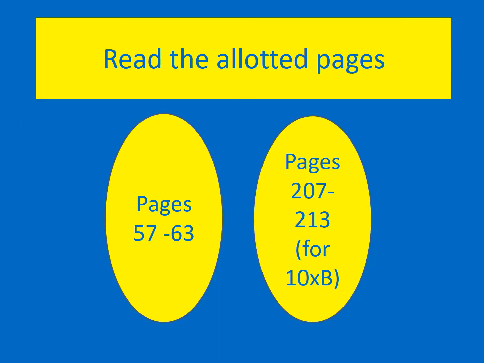Okay, so we've done our little introduction. We've had some ideas about who we think is to blame. We've substantiated those ideas, and now you're going to read on. So you need to read either pages 57 to 63 or, 10XB, pages 207 to 213. So obviously you need to pause this slide until you have read those pages, and then I will come back and we will discuss those pages.